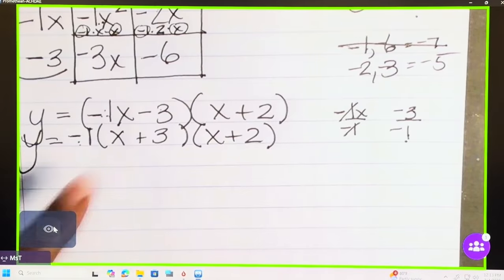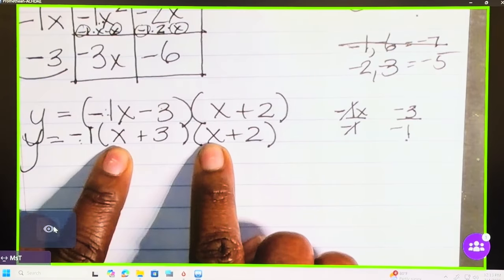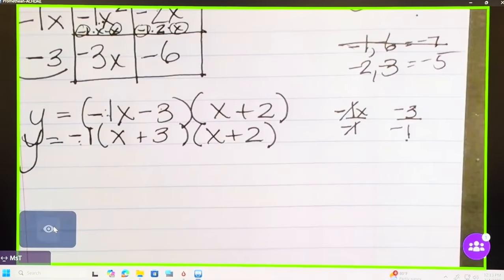Here's one hint. If you got x's sitting like that with nothing in front of them, it's factored completely. Both of your x's sitting there with nothing in front of them. That's factored completely. Does that make sense? Yes. Are there any questions about how I got here? All right, great. So now let's write this.